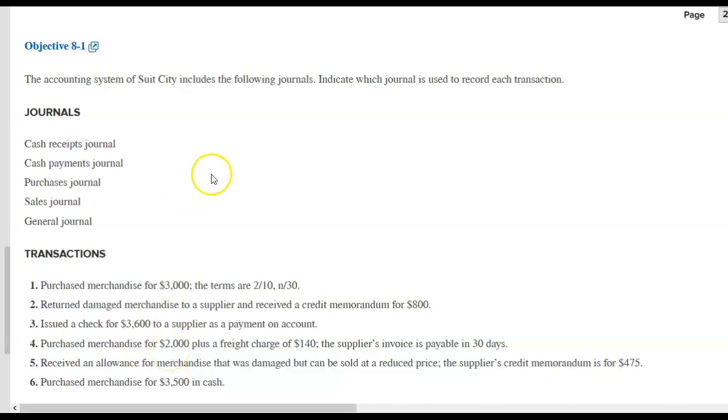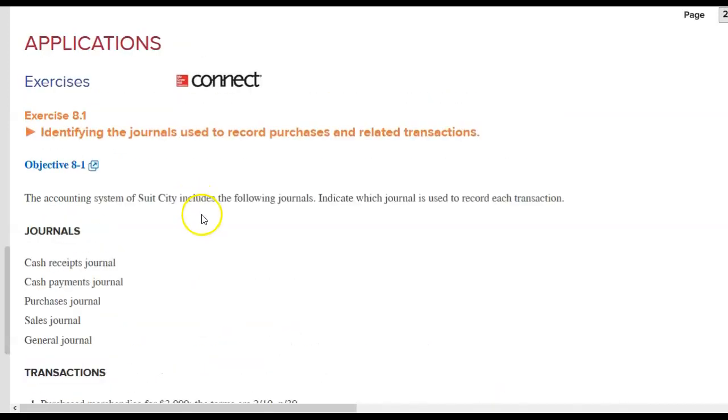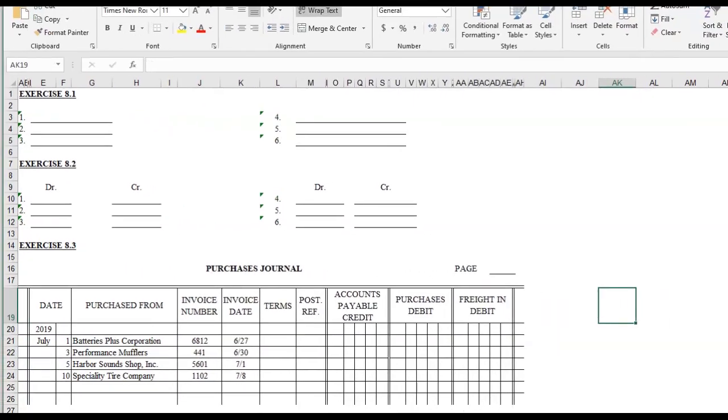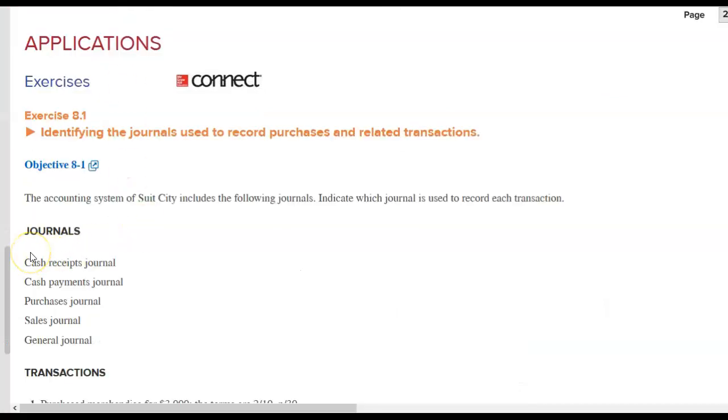Okay, now we're going to go ahead and do the exercises for Chapter 8. Exercise 8.1 is what we're going to start with. Let me pull up the Excel sheet and slide it into the range here. Okay, we're going to go back and forth. So exercise 8.1: identify the journals that we're going to use for each transaction.